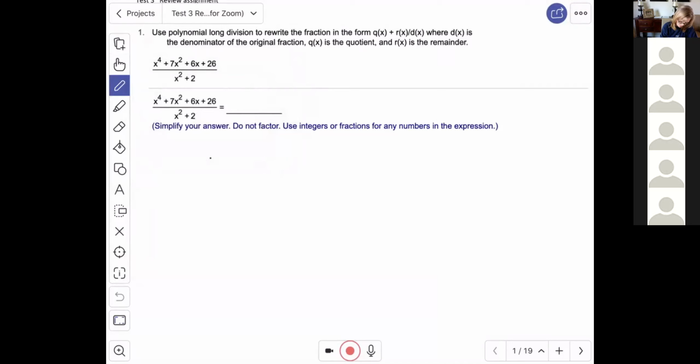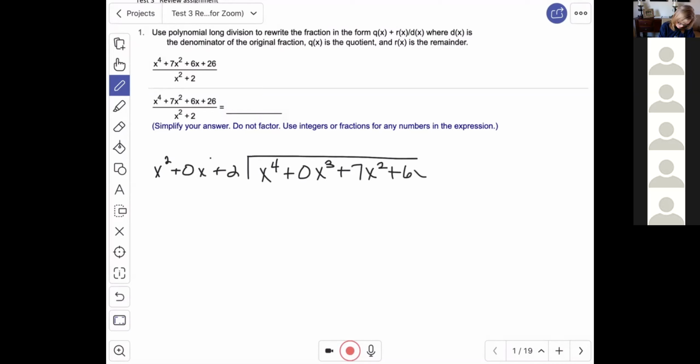Okay, long division. We are dividing x squared plus 2 into that large one. Hey, don't forget when you skip a term like this, you have to put a 0. Otherwise, you get messed up. It won't take you long before you realize you've messed up if you do it. Okay, and we're going to divide into x to the 4th, 0x cubed, x squared.